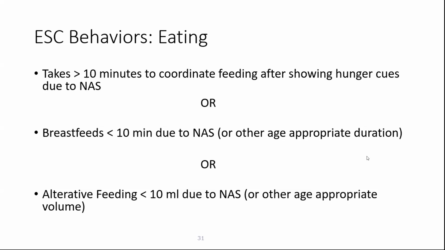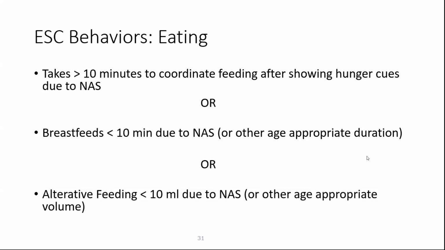So as far as eating, if it takes greater than 10 minutes to coordinate a feeding after showing hunger cues due to NAS. So if the baby's jittery, if the baby has increased muscle tone, if excessive crying, all of those things make the baby not be able to eat. If the baby is unable to breastfeed less than 10 minutes or an age appropriate duration.